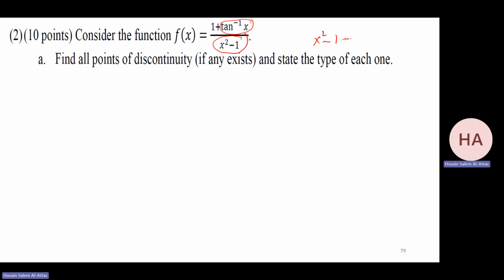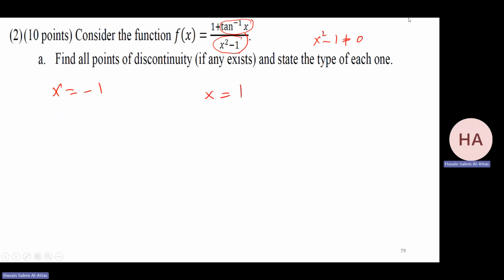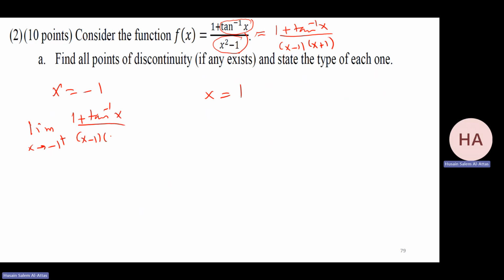X squared minus 1 not equal to 0. So I have x equal minus 1 and x equal 1. And you notice the limit as x goes to minus 1 from the right. Let me just write it as this one: 1 plus tan inverse x over (x minus 1)(x plus 1).